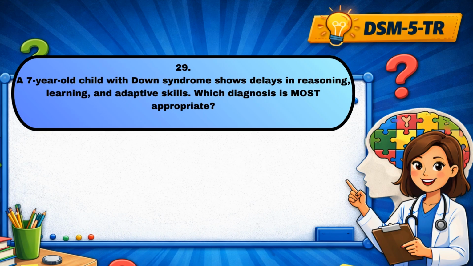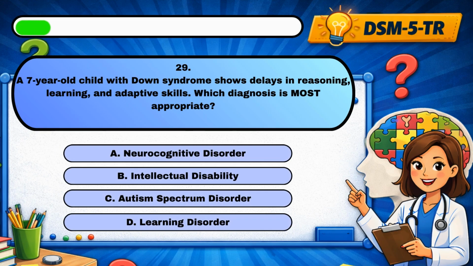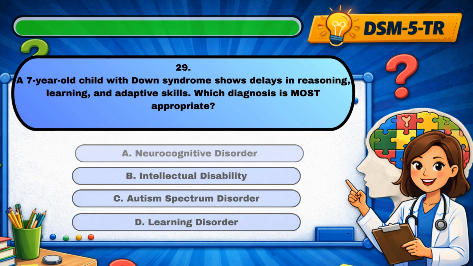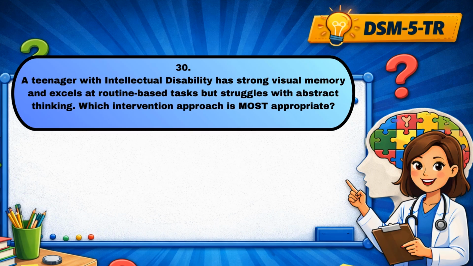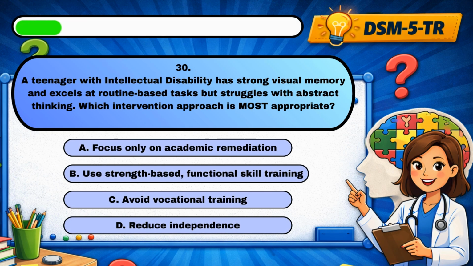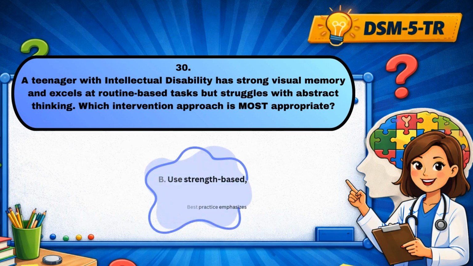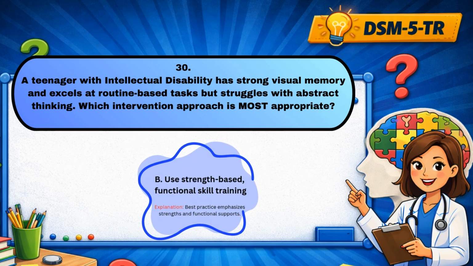Which diagnosis is most appropriate? B. Intellectual disability. A teenager with intellectual disability has strong visual memory and excels at routine-based tasks, but struggles with abstract thinking. Which intervention approach is most appropriate? B. Use strength-based functional skill training.